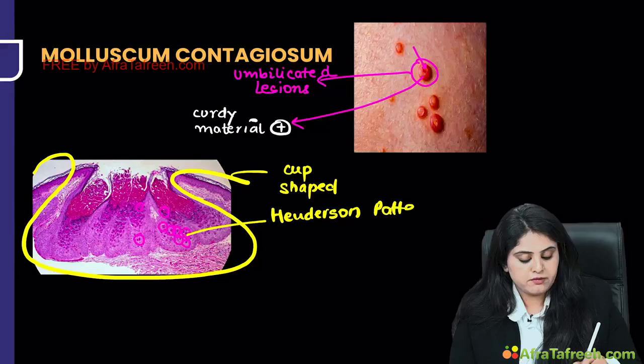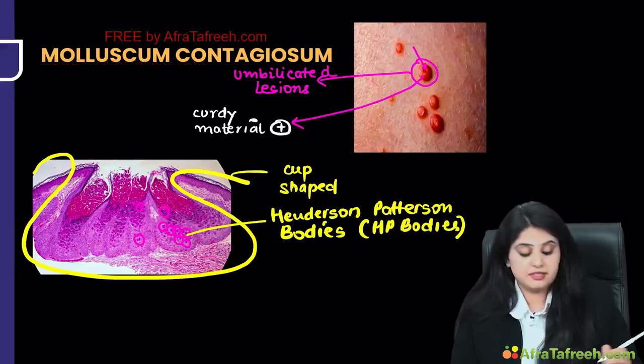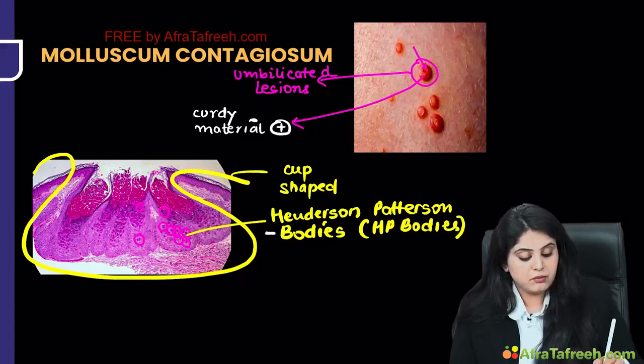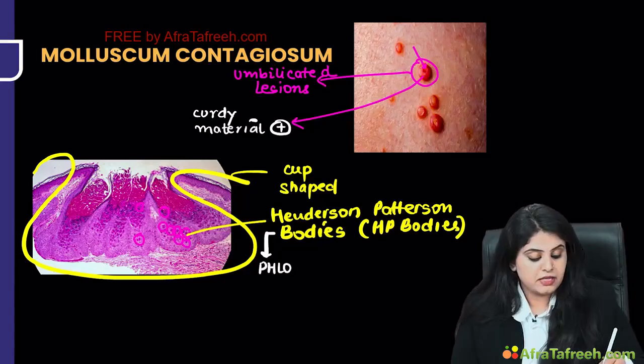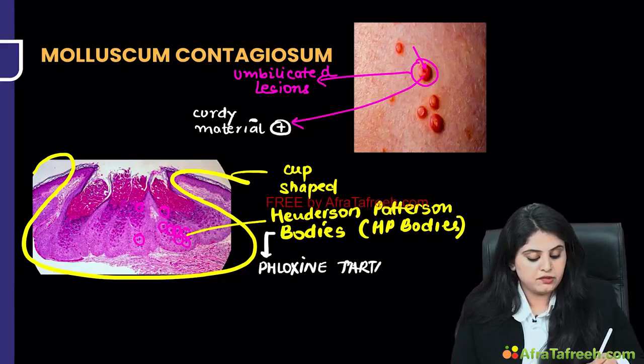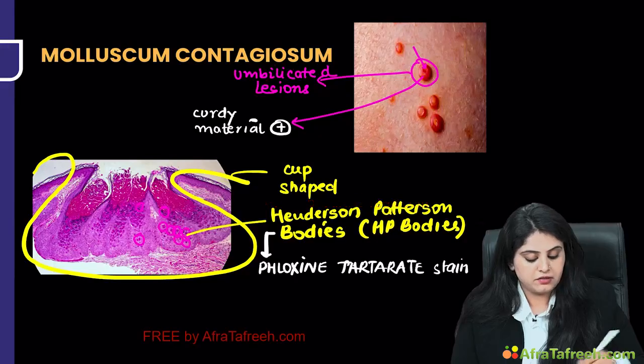HP is going to stand for Henderson-Patterson bodies, and please note, now again we write it as HP, but I want to tell all the students preparing for INI-CET that Henderson-Patterson bodies are going to be positive for a stain called the phloxine tartrazine stain. Very important question that you get in the exam. Phloxine tartrazine stain is going to be positive in these Henderson-Patterson bodies.